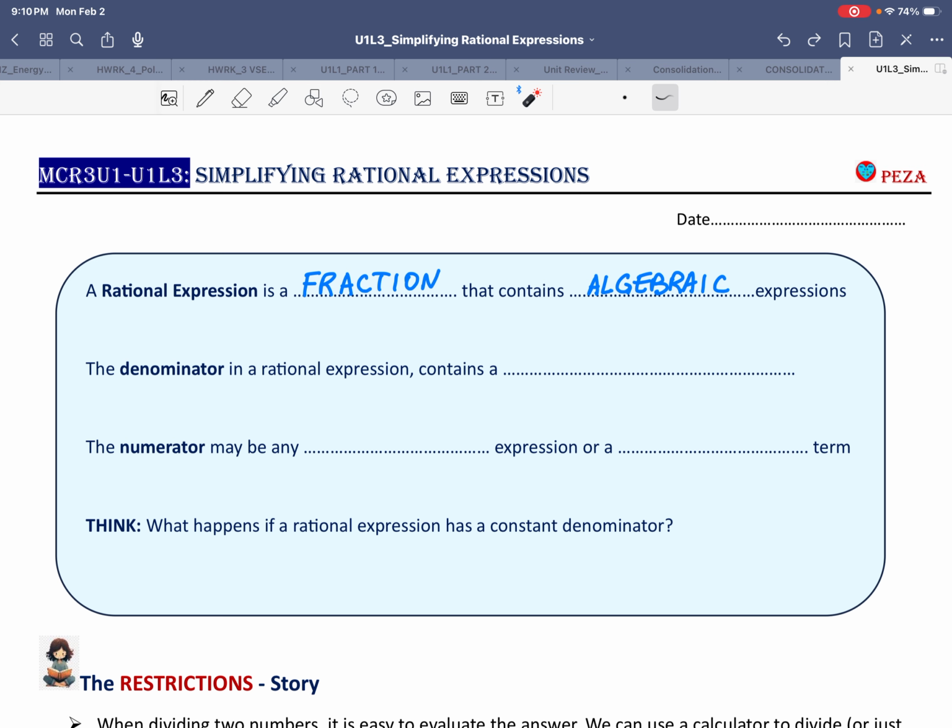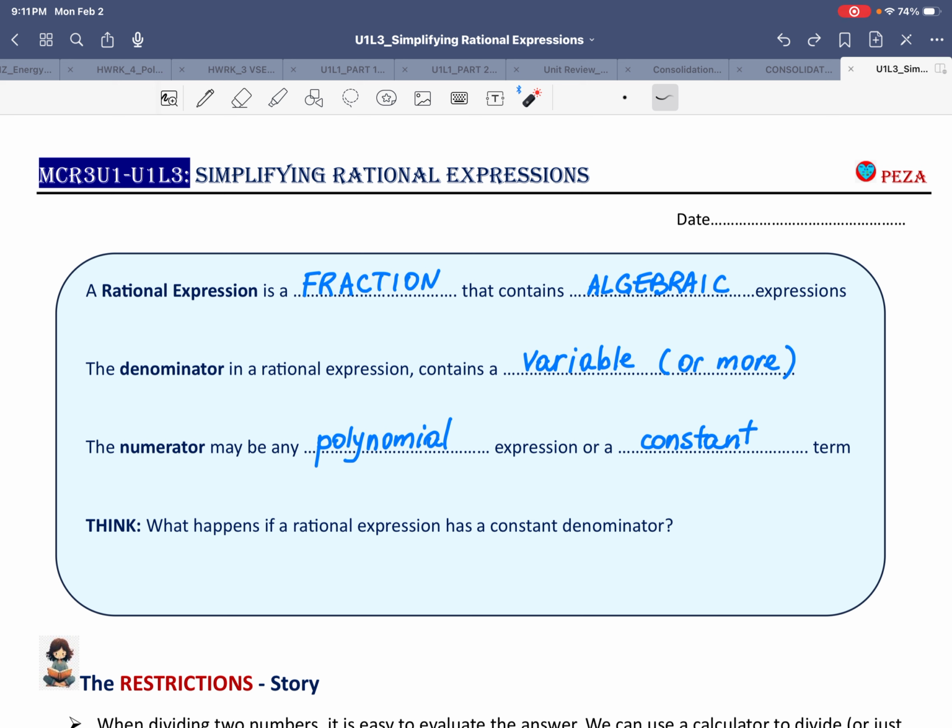Now, the denominator in a rational expression contains a variable, and this is very important. So the denominator must have a variable, and not just one variable. Sometimes it can be a combination of multiple variables. The numerator, on the other hand, can be either a polynomial, an algebraic expression, or a constant term.